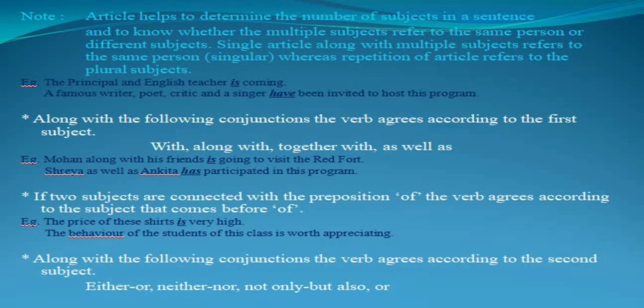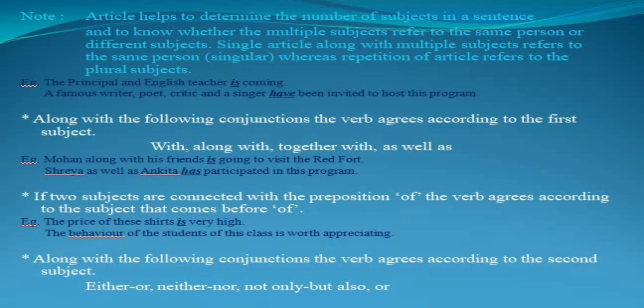For example, the principal and English teacher is coming. Here there are two subjects, principal and English teacher, but the article has been used only once before principal. So here the article denotes that principal and teacher are the same person. They are the characteristics or the qualities of the same person. It means the principal is also an English teacher. Therefore, we have used a singular verb in this sentence.